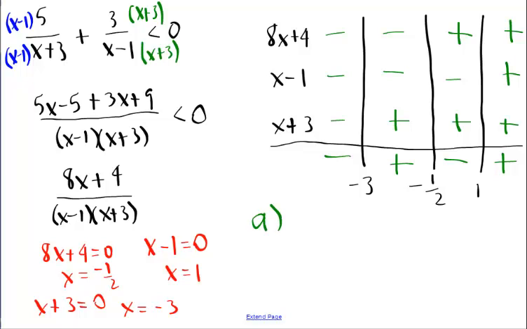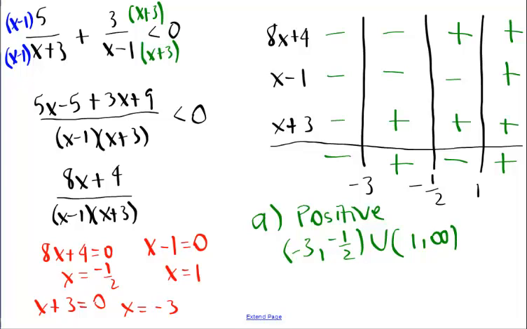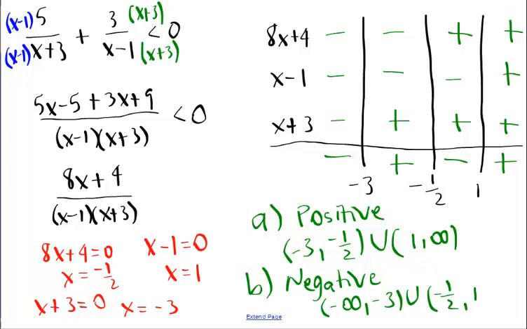And so, where are we? Positive? We're positive from negative 3 to negative 1/2, together with 1 to infinity. And we're negative from negative infinity to negative 3, together with negative 1/2 to 1.